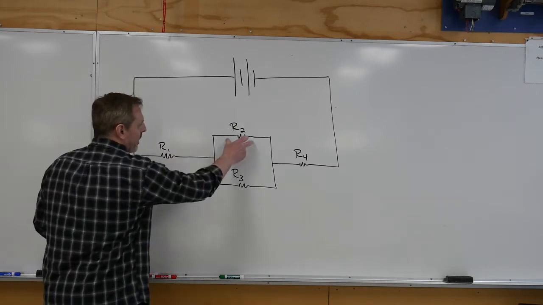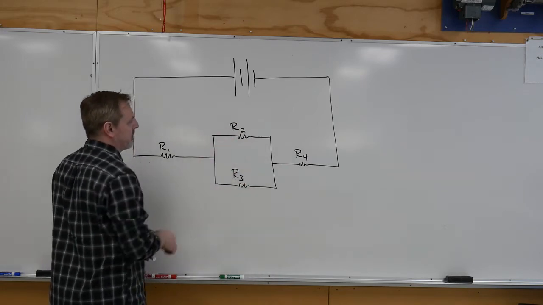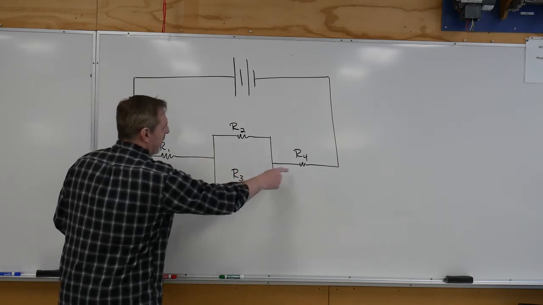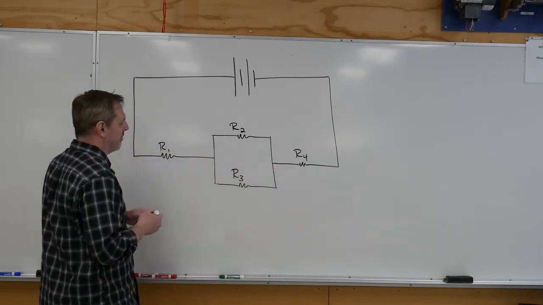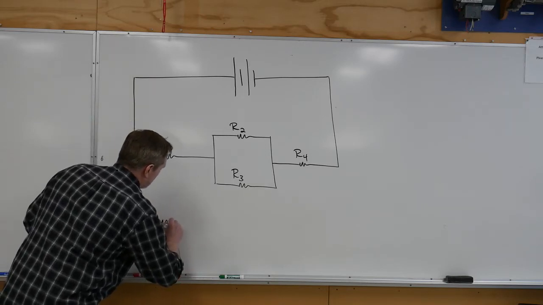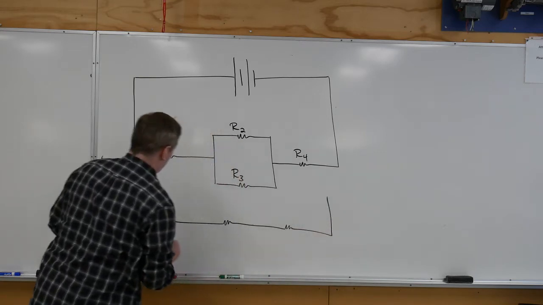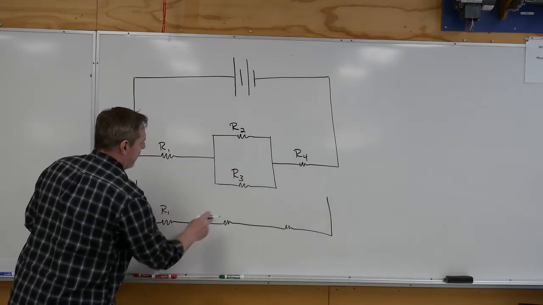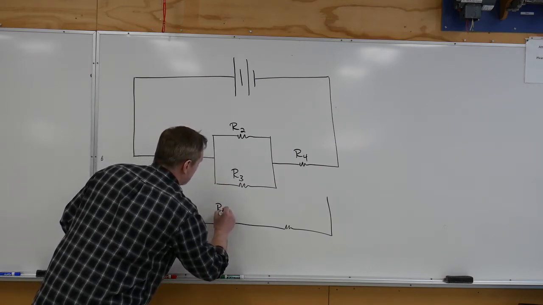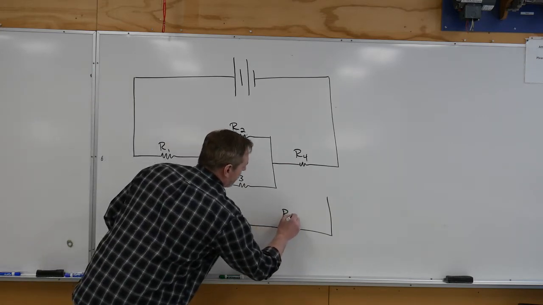Very quickly you can look at the relationship between R2 and R3. They're in parallel with each other, okay? However, all of this is in series with R1 and R4. So if we wanted to simplify this, we could make this circuit into something like that. So that would be R1, this is the parallel or the reciprocal relationship of R2 and R3, and then this is R4.